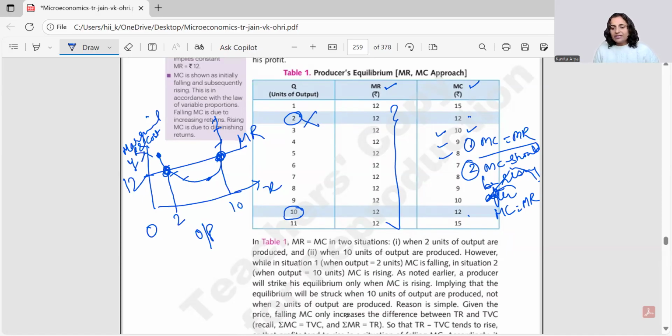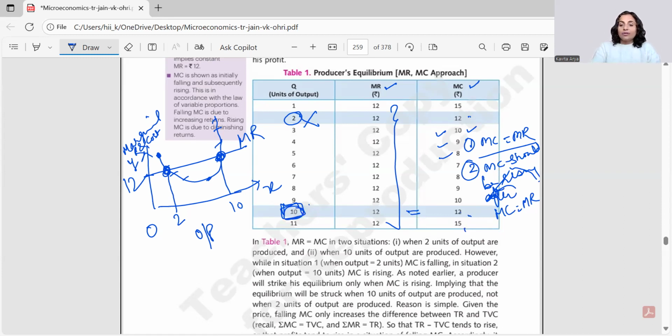Right. Now let us check this condition. MC is equal to MR. Yes, 12 is equal to 12. And MC is rising afterwards. Yes, after 12, it has gone to the 15 level. So this is my right condition. From this schedule and curve, what is the answer you should give while explaining the same? That at an output level of 10 units, the producer reaches equilibrium, because here he gets the maximum satisfaction as MC is equal to MR and MC is rising afterwards.